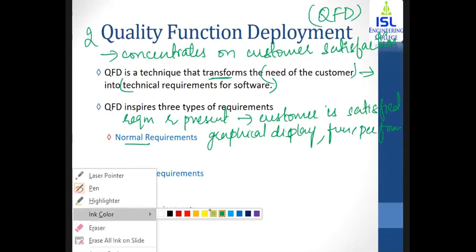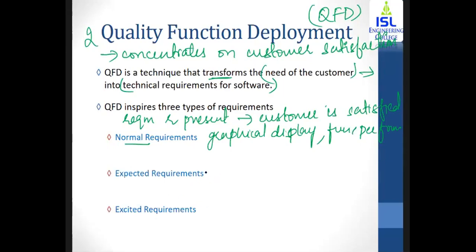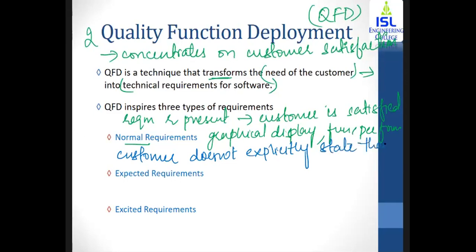The next set of requirements is expected requirements. Now, the customer does not explicitly state these requirements. That is, he does not feel the need that these specific requirements need to be stated. Now, if these specific requirements are not present within the software, the absence of these requirements is going to lead to the dissatisfaction of the customer.